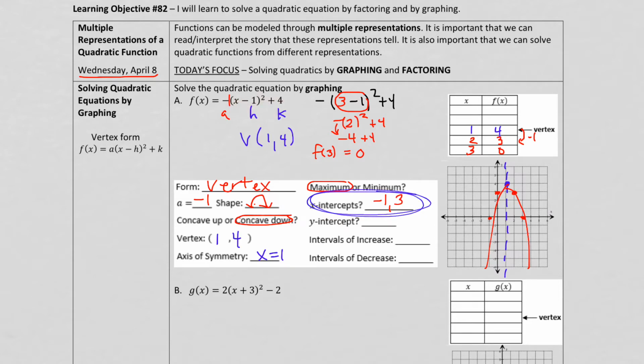So with that, guys, go ahead and pause the video. Please try again to review graphing. Try graphing example B and try to find out what your solutions would be to B's equation.